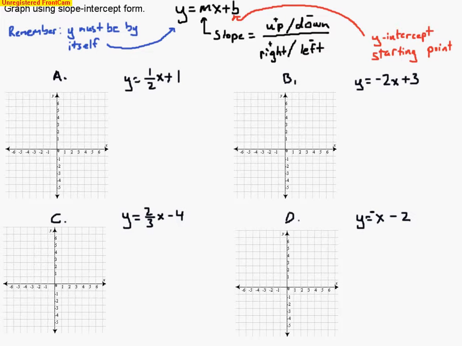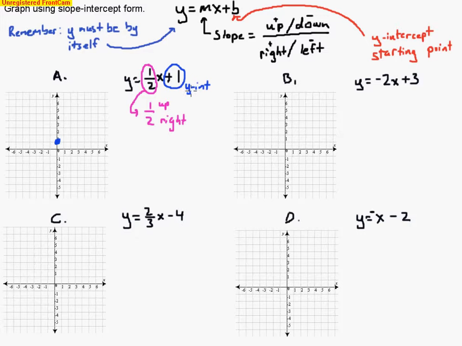That positive 1 tells us that we are going to start at that point. This is our y-intercept. So I'm going to go ahead and put a dot right at 1 on the y-axis. Now I'm going to use the slope. Remember, the slope is what changes the x values. So it is the coefficient of x. And so the 1, since it's positive, tells me to go up. The 2, since it's positive, tells me to go right.